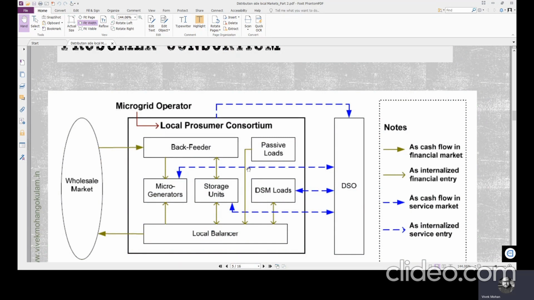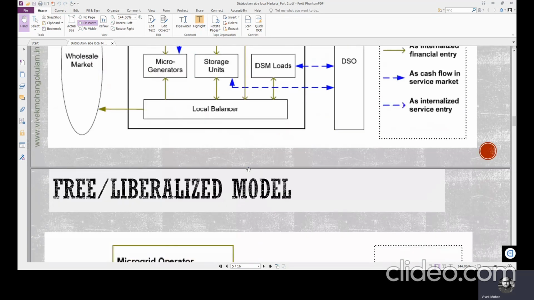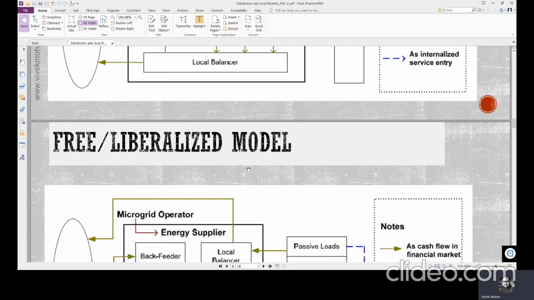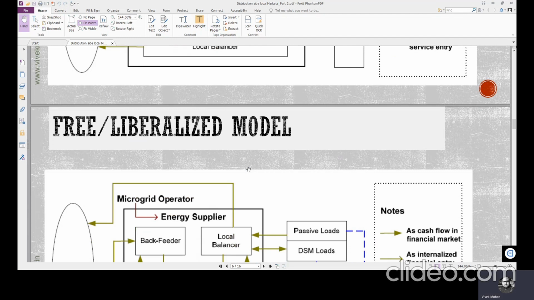Now, moving on to the next model, which is the free or liberalized market model, where the microgrid is driven by various motives, that is economic, technical, or environmental. Environmental in the sense, if they consider carbon emission also as an objective, then that is one of the environmental objectives. Then each stakeholder's profit motive is another objective, which is an economic or financial objective. Now, what can be technical objectives?